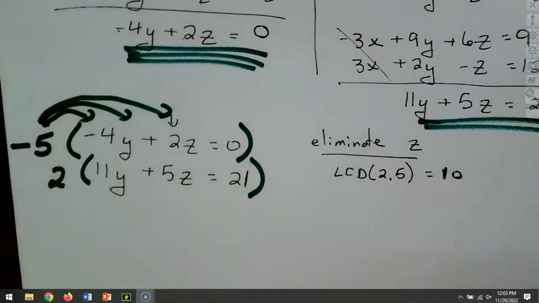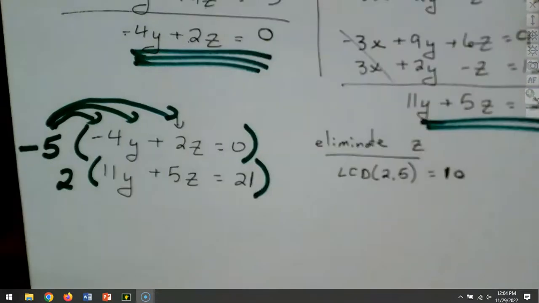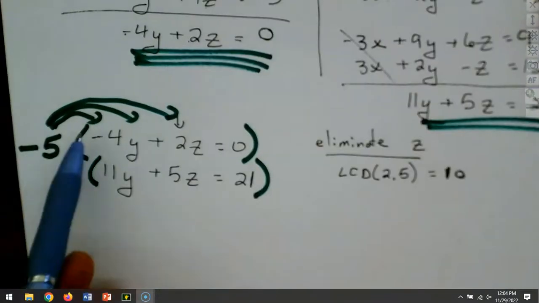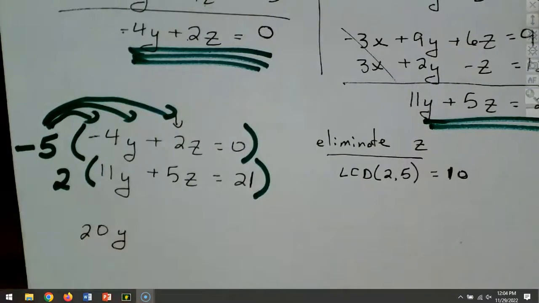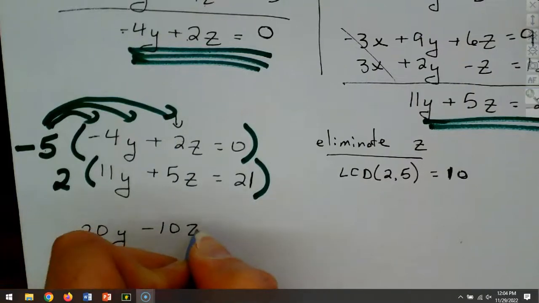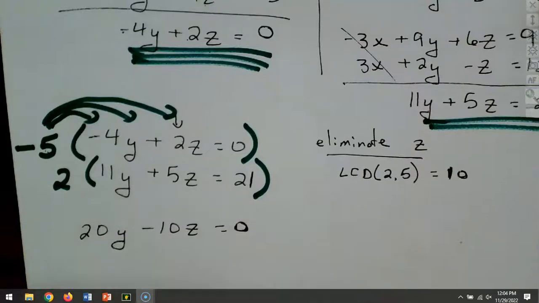Okay, distribute that negative 5 through and be very, very careful with the signs. This is where students make mistakes. Negative and negative makes it a positive 20y. Negative and positive makes it a negative 10z. 5 times 0 is still 0.